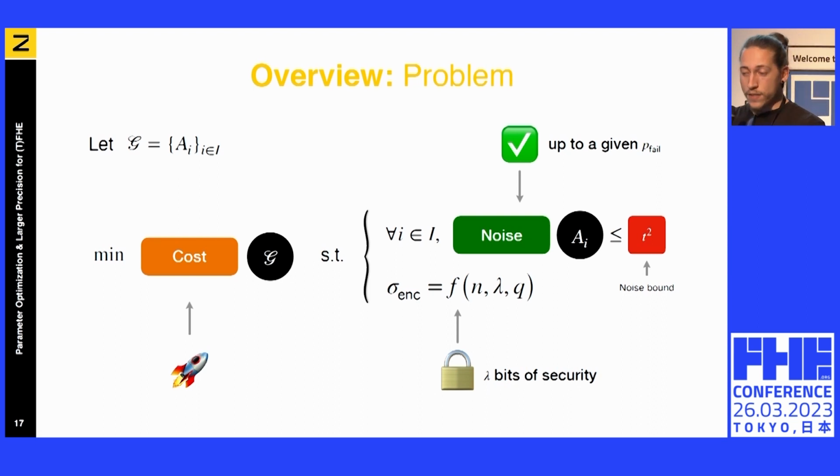And regarding security, as we use the function that Damien just introduced, the minimal variance for encryption is a function of variables of the problem. So we don't need to care about security, as it is by design. It will have a variance secure by design.